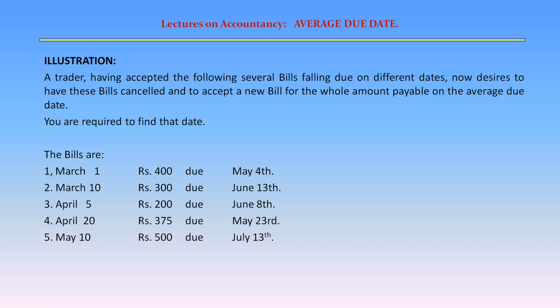The bills are: 1. March 1, Rs 400, due May 4th. 2. March 10, Rs 300, due June 13th. 3. April 5, Rs 200, due June 8th. 4. April 20, Rs 375, due May 23rd. 5. May 10, Rs 500, due July 13th.